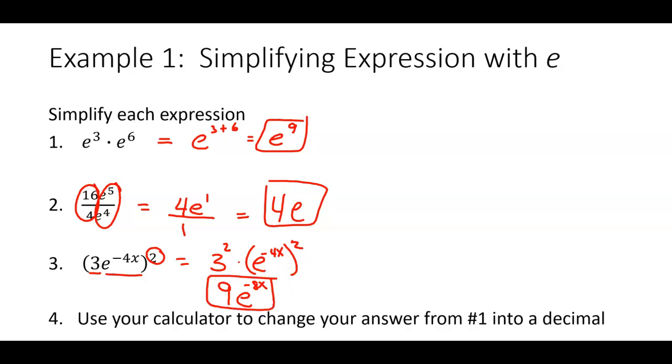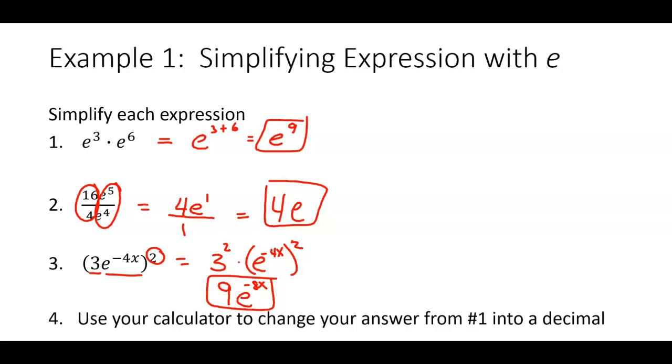All right. The last thing we'll do is I just want you guys to know how to do this on a calculator. So it says, use your calculator to change your answer from number 1 into a decimal. Now there's 2 ways you could do this. One way is less accurate, but it might have some meaning to you.